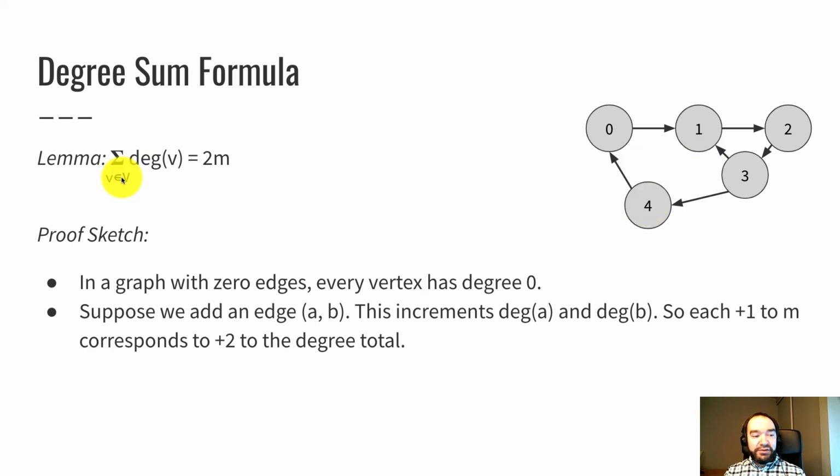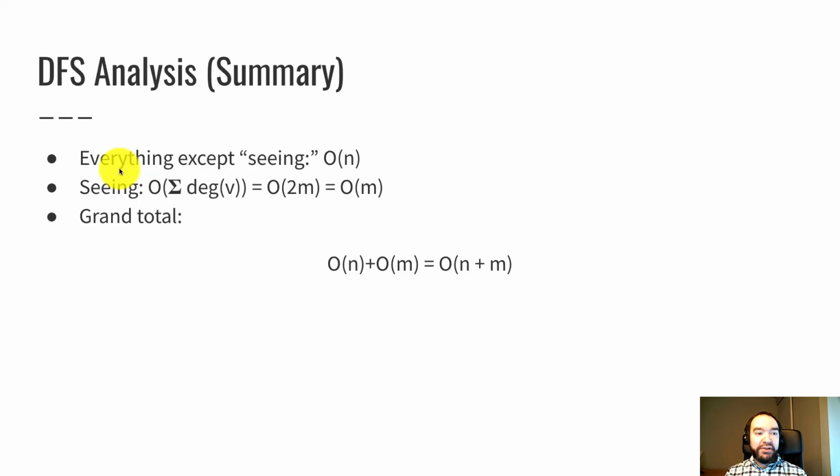So far so good. Let's say I add one more edge between 1 and 4. That increases 1's degree from 3 to 4, and it increases 4's degree from 2 to 3. So I did a plus 1 there and a plus 1 there. Every time you add one edge, you add 2 to the degree total. So that's why this equation holds. Okay, so let's put this all together.